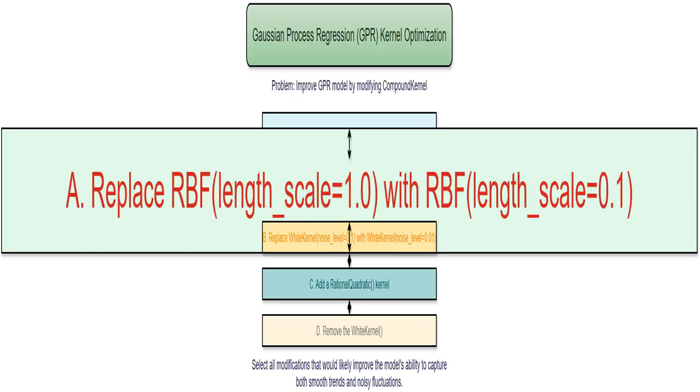I'm considering replacing the RBF kernel. I'll make the new RBF kernel less smooth by reducing the length scale from 1.0 to 0.1. This could help capture smaller details and sharper changes in the data that a smooth kernel might miss.